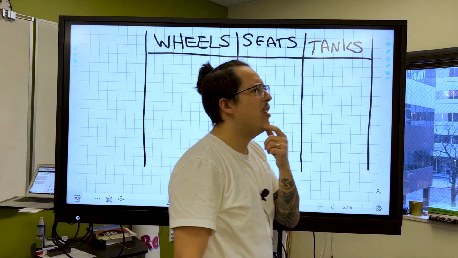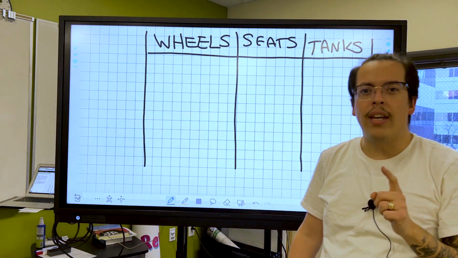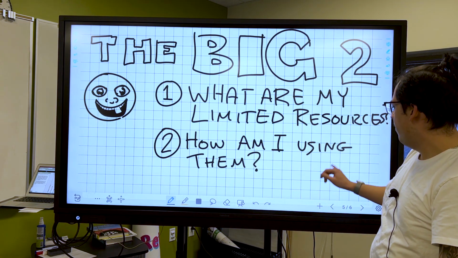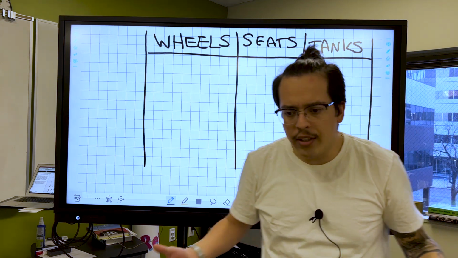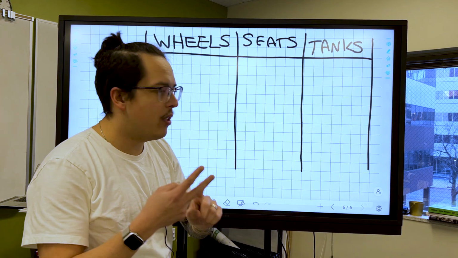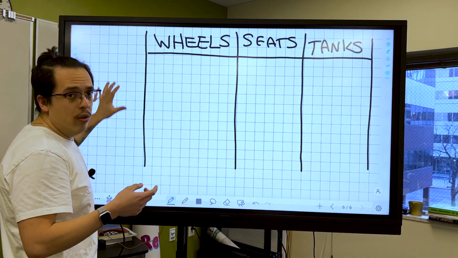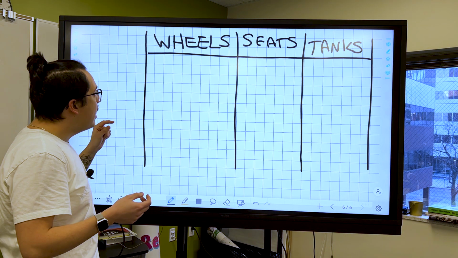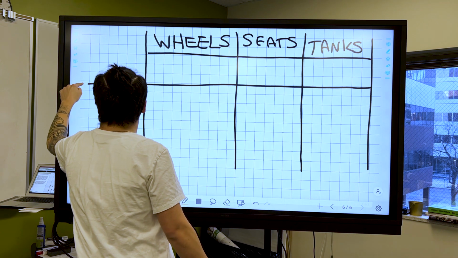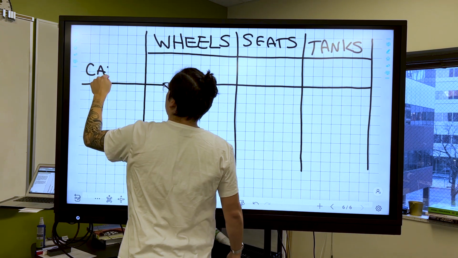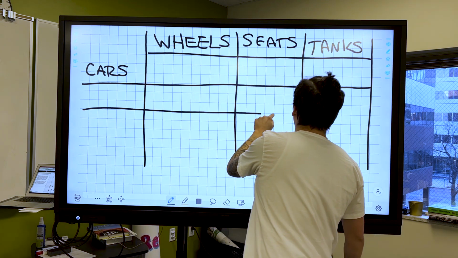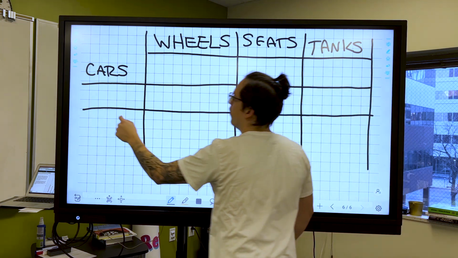What's that second question in the big two? Oh, right. How are we using our limited constraints? And we already know we're using our limited constraints to make toy cars and toy trucks. And so we're going to add 2 rows to this table that give us information about that. We're making cars and we're making trucks.